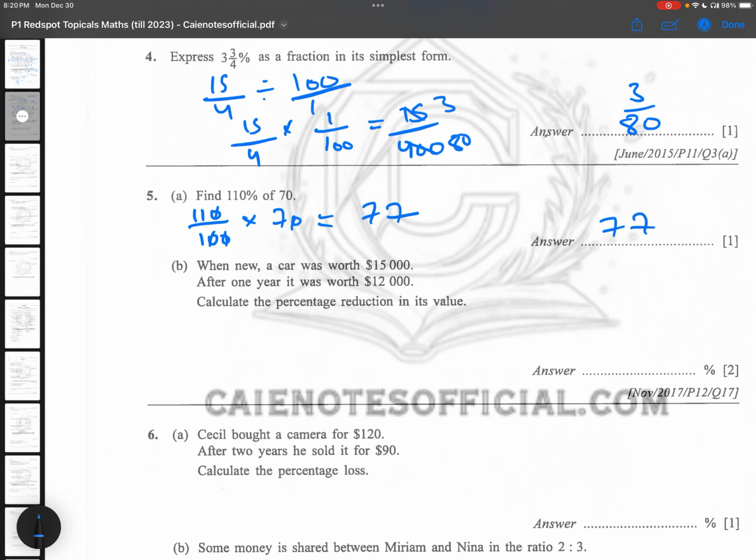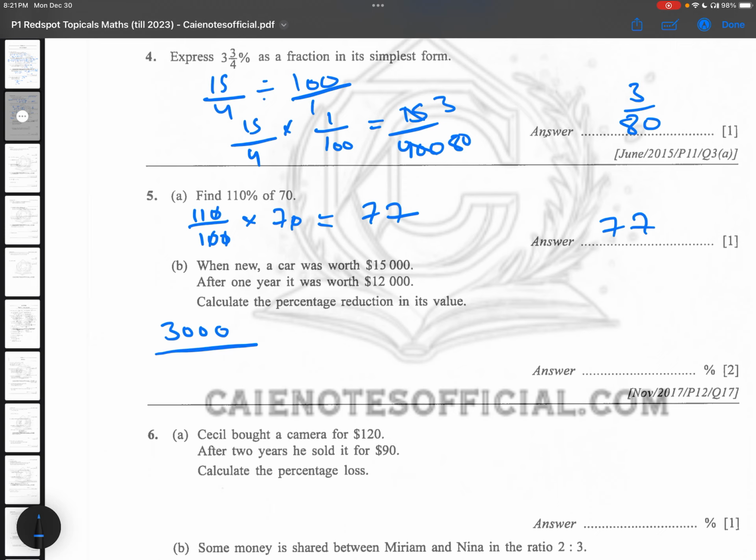Part B says when new, a car was worth $15,000. After 1 year, it was worth $12,000. Calculate the percentage reduction in its value. So we need to find the percentage of reduction. We do know the reduction, that is $3,000. The original price was $15,000 and it got reduced to 12,000. It means 15,000 minus 12,000 is equal to 3,000, the reduction price.